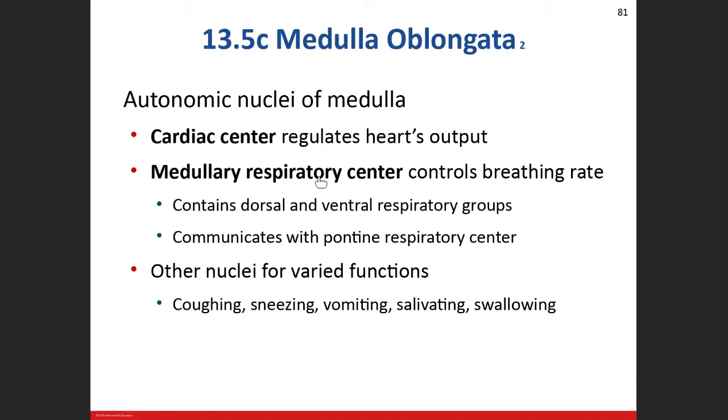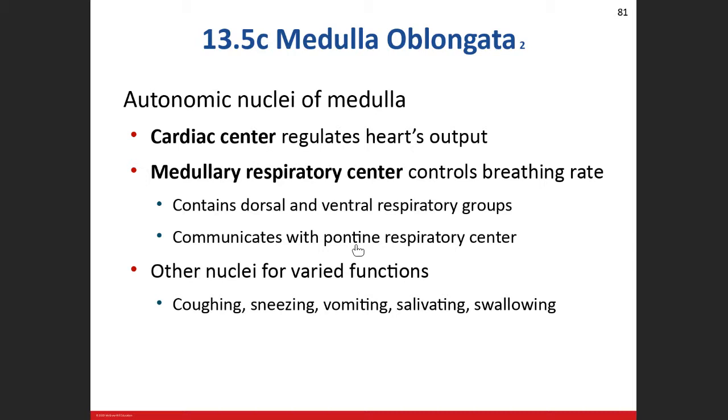We have the medullary respiratory center, which can control the breathing rate. In this part, we have the dorsal and ventral respiratory groups, which we call DRG and VRG, and they are important for inhalation and exhalation. And this part can communicate with the pontine respiratory center, which is located in the pons.